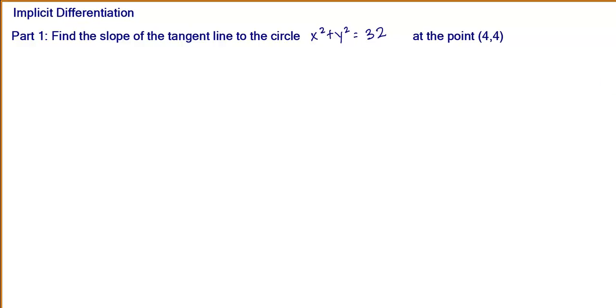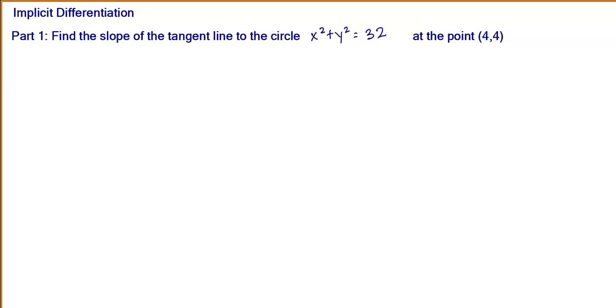This is a video about implicit differentiation. So first, why would we need implicit differentiation? This problem is going to motivate us to find implicit differentiation. Let's say we want to find the slope of the tangent line to the circle x squared plus y squared equals 32 at the point (4, 4).